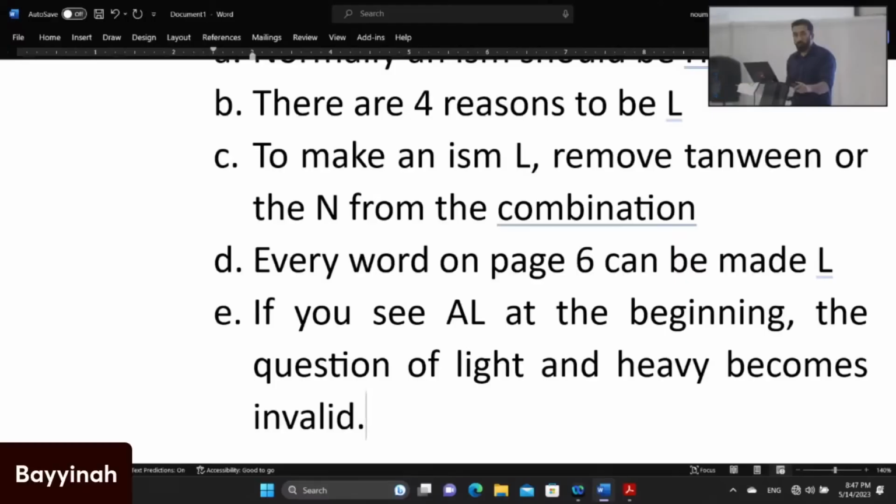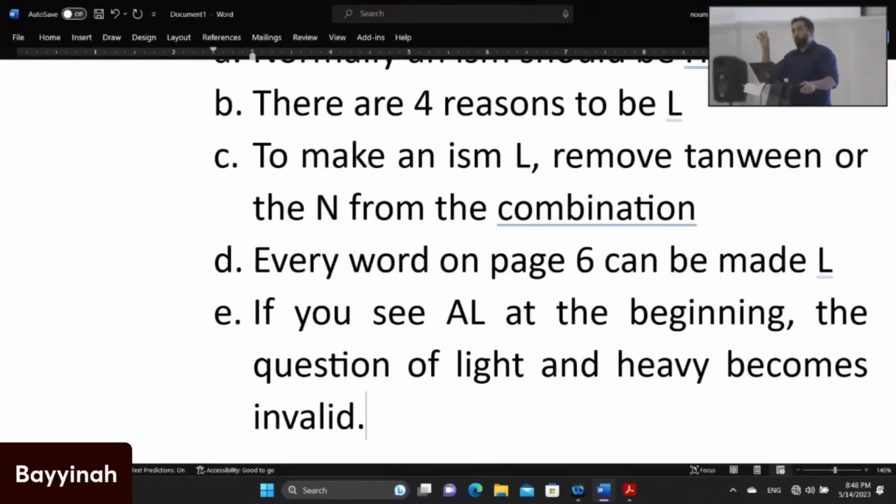Invalid. We don't ask if it's light or heavy. We don't care. Okay? The only time we care about light or heavy is if it does not have al on it. So you never say to me or anyone else, oh, the word al-kitabu is light. Wrong. The word al-kitabu does not allow the question light versus heavy. It's not a thing.